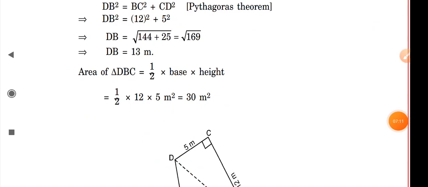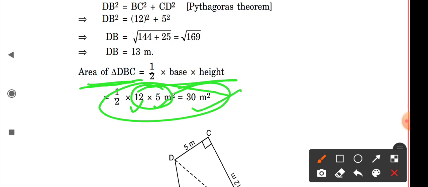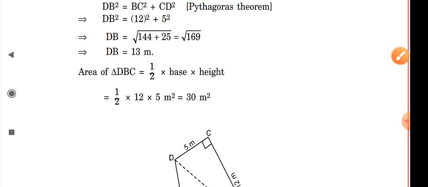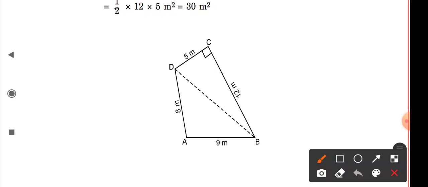Now you can see that the area of triangle DBC is equal to half base into height. As I told you, base is 12 and height is 5 meter, and we multiply it and get 30 meters square as the area of DCB. You can see that they have made their own figure also. You can make the figure like that also, as I have made C at the A place, but you can make C here also. You can make the figure by your own choice.